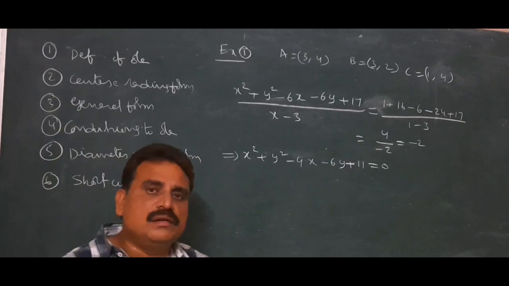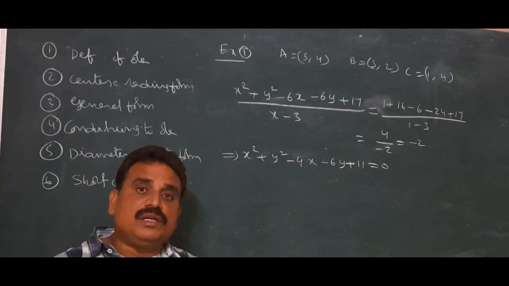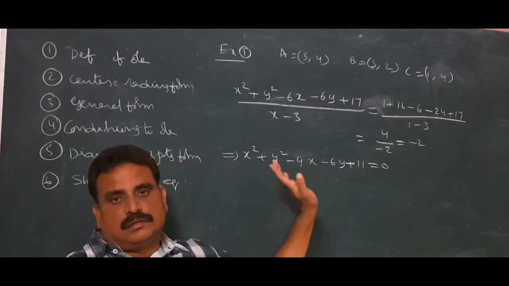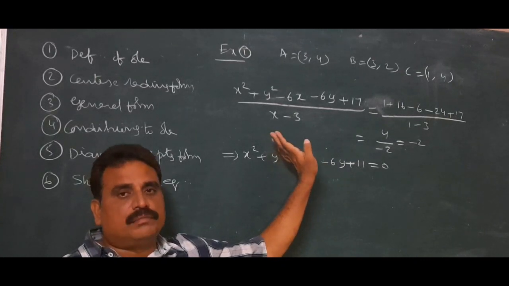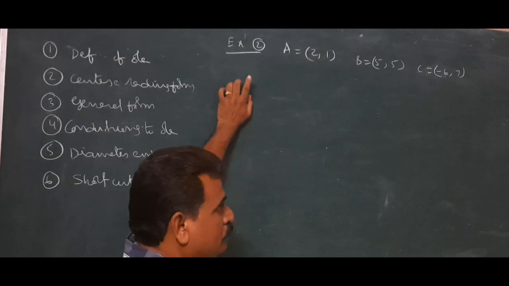It is a method of mind calculation, and you have to remember each and every point in your mind, then only we get the circle equation in a short span of time. Now, we discuss another example.